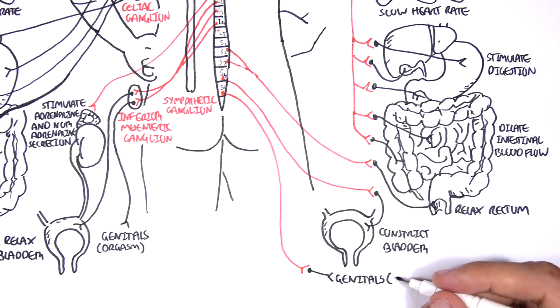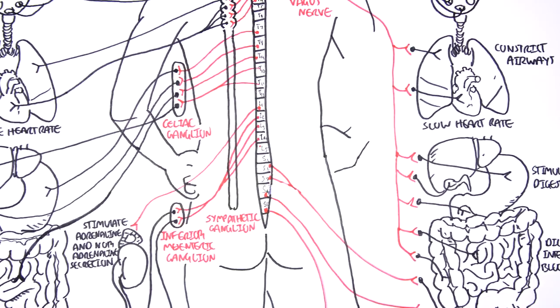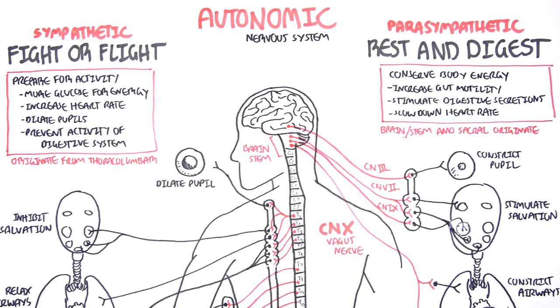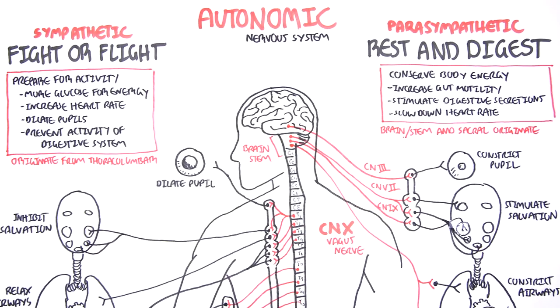When the parasympathetic activity targets the genitals, it will stimulate arousal. So for example, the parasympathetic nervous system is responsible for maintaining an erection, whereas the sympathetic will cause ejaculation, so orgasm. So that was the parasympathetic nervous system, whose main function is for rest and digest.